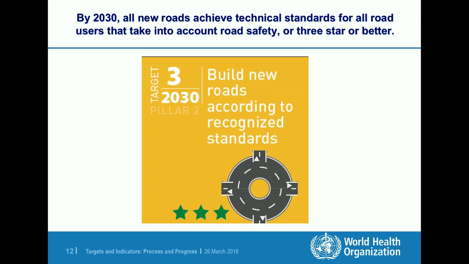Target number 3. By 2030, all new roads achieve technical standards for road users that take into account road safety or 3-star or better. This target speaks to the need to improve infrastructure, and specifically the need to improve new roads that are being built. The idea here is that roads should not only be designed or have standards that enable efficient transport or movement of cars and other motorized vehicles, but that they should also be designed in a way that ensures the safety and protection of all road users.